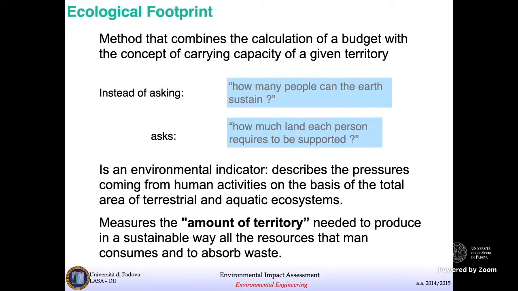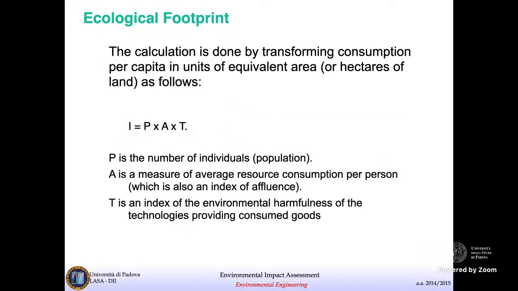This is an environmental indicator, the ecological footprint. It describes the pressures coming from human activities on the basis of a total area of terrestrial and aquatic ecosystems needed for sustaining this particular activity. It measures the amount of territory needed to produce in a sustainable way all the resources that man consumes and to absorb in a sustainable way, again, the waste produced.